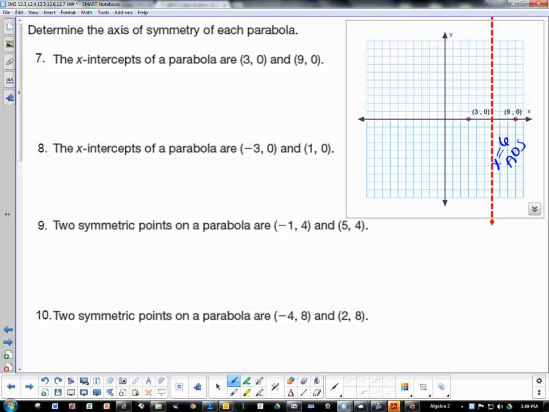Now we have a formula for that. And you have to think about this. Look, if you're going to find directly between two things, what you do is you average them. You add them and then divide by how many values you're adding. So watch what we can do. I'm going to take 3 plus 9, and I'm going to divide them by 2. I'm finding the middle. This happens to be 12 divided by 2, which is 6. So my axis of symmetry is x is equal to 6.